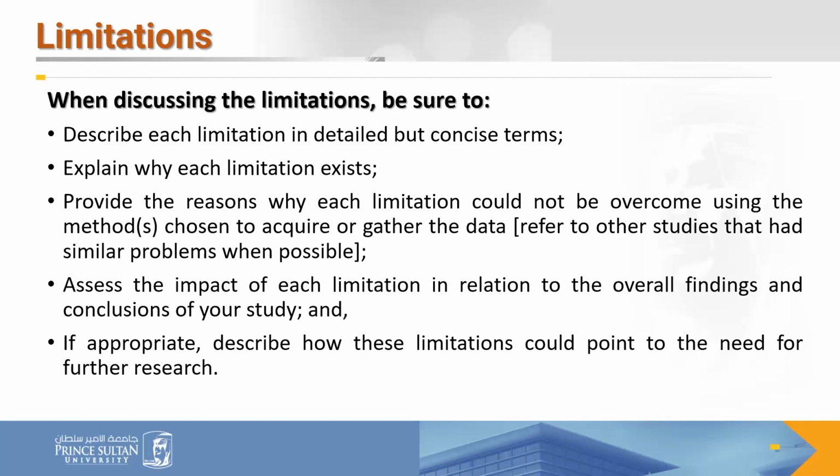And of course, you need to describe each limitation in detail, but also you need to be able to explain why this limitation happened. Why is it that you collected data only from women and not from men? This is a limitation, because I had access only to the women campus in my university. I did not have access to the men campus, but future research can collect data from both men and women.